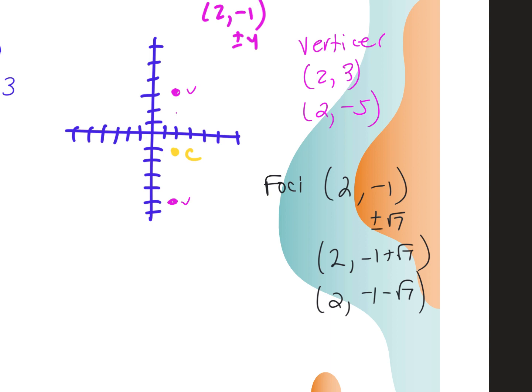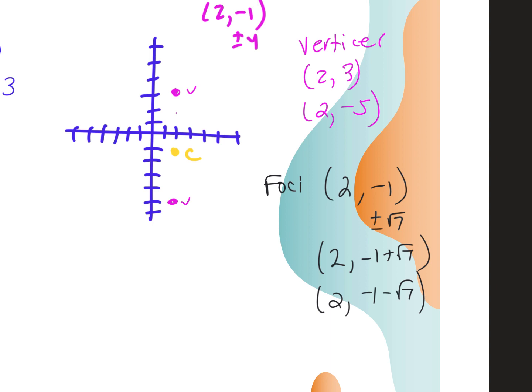Do we know exactly where that is? No, it's not great. Square root of 7 is in between what two numbers? What's the square root of 4? 2 and the square root of 9. So think about it. It's going to be like in between.